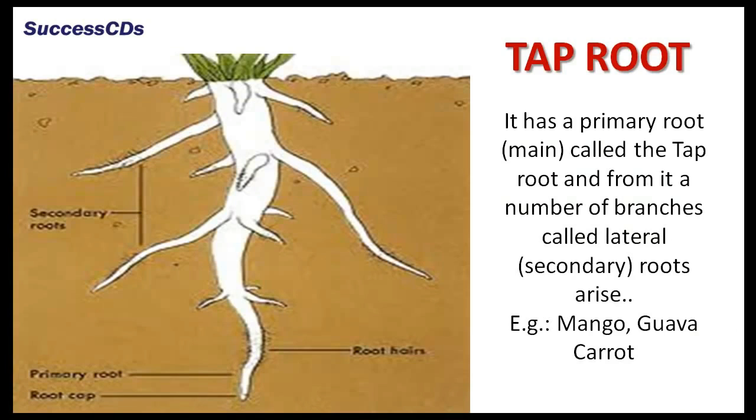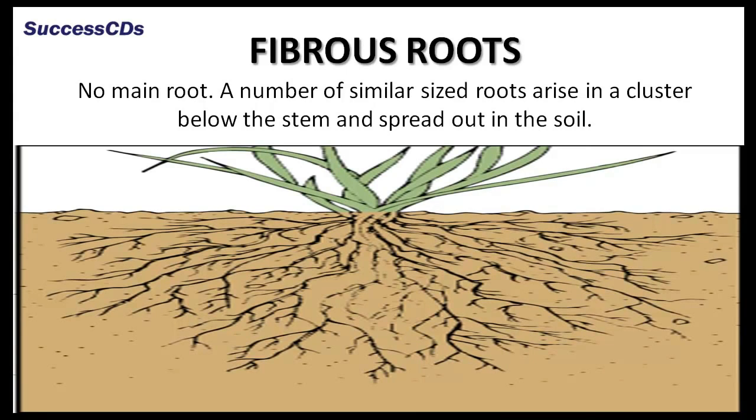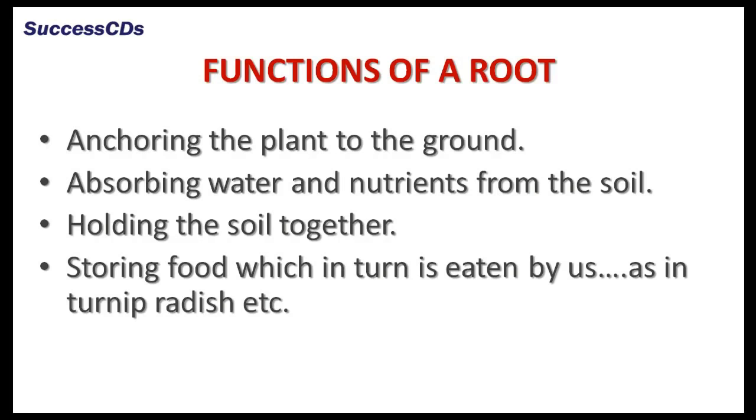In plants like mango and carrot, there is a primary root called the taproot, and from it a number of branches called lateral roots arise. Plants like wheat and grass do not have a main root. A number of similar sized roots arise in a cluster below the stem and spread out in the soil. Roots help in anchoring the plant to the ground, absorbing water and nutrients from the soil, holding the soil together, and storing food which in turn is eaten by us, as in turnip, radish, etc.